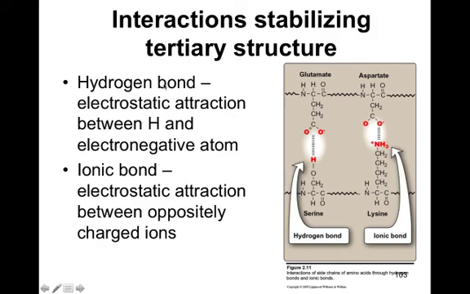Then we have hydrogen bonds, which we have spent ample time talking about, but just to summarize, hydrogen bonds are formed between hydrogen and an electronegative atom, which in this case is oxygen in the case of amino acids.